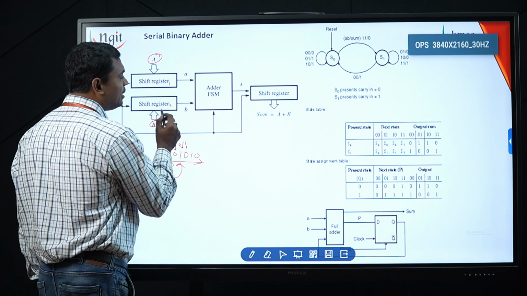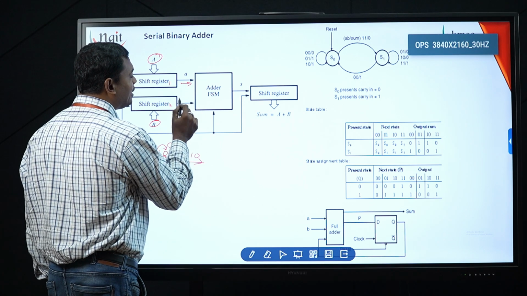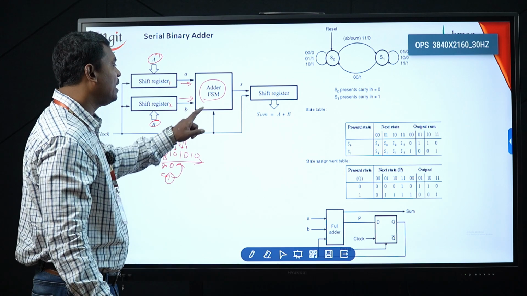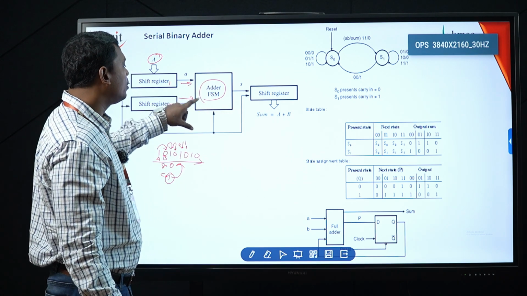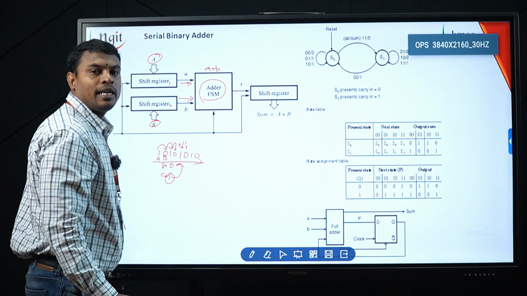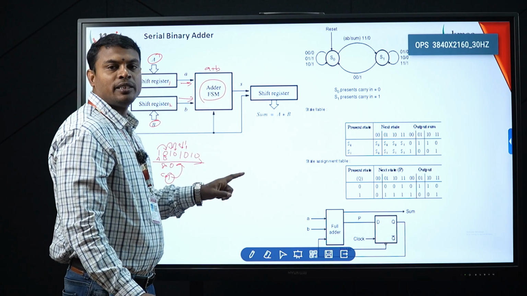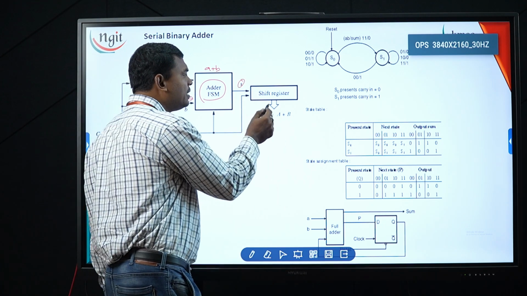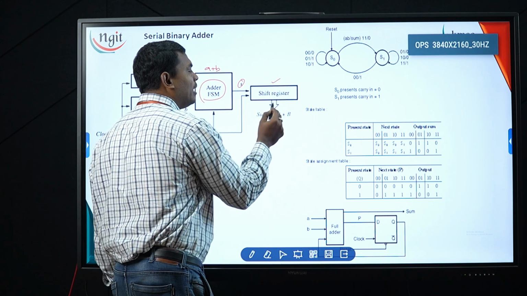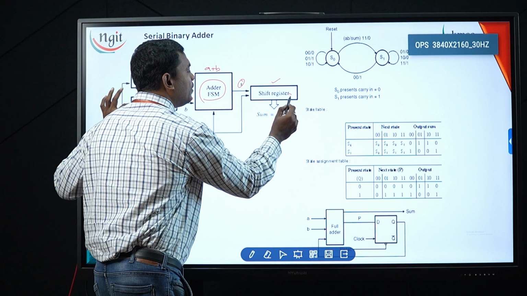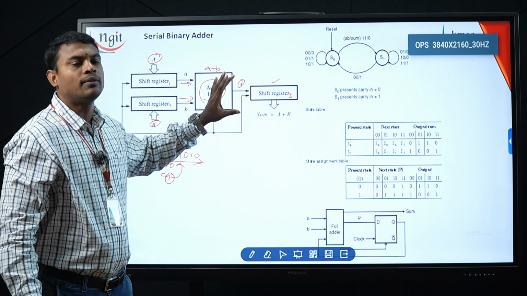The values A and B move through an adding FSM, a finite state machine, the adder finite state machine. This adder is going to add these two bits, that is, the A plus B operation is performed by the adder. When A plus B is performed, a sum value S is generated. That S value is stored in a shift register. Shift register 1, shift register 2, and the third shift register stores the sum value here.